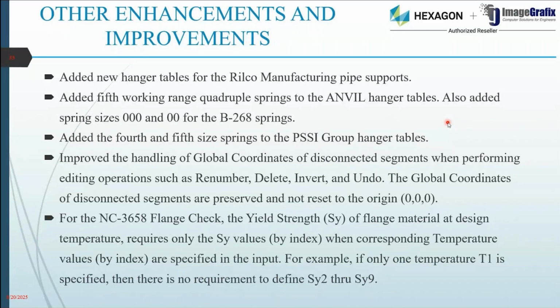Why? Whenever we were performing flange checks using the NC3658.3 method, for the yield strength of the flange material at design temperature, the user was forced to enter the values from SY, SY1, SY2 through SY9. Now in the latest version, for the corresponding temperatures, if your SY, SY1, SY2 values have been provided, the remaining values can be left blank. So that is one major update in V14.